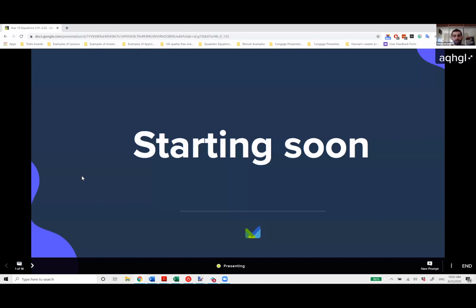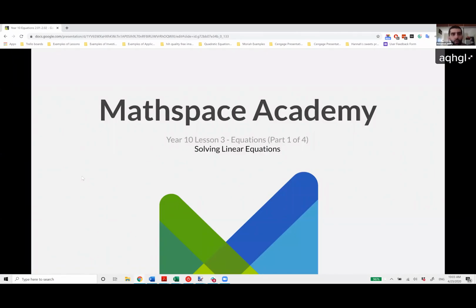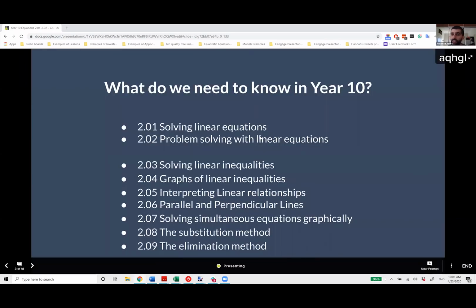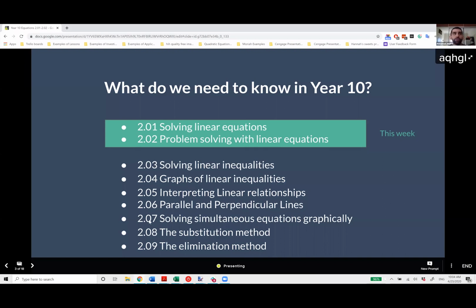Inside Mathspace, we split up equations into 9 subtopics for year 10. What we're going to be going through this week is the first 2. It's really about solving linear equations, and we're going to get into some problem solving. Over the next 4 weeks, we'll continue the rest of it. Next week, we'll be going through inequalities, so solving linear inequalities. After that, we're going to get into graphing and parallel and perpendicular lines and how to find equations of lines. And then the last week, we're going to go through simultaneous equations, which is one of the harder equations topics.